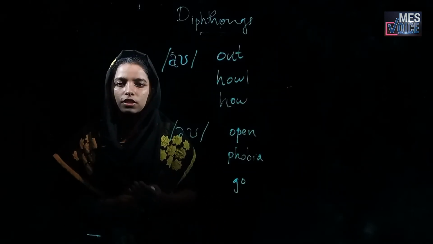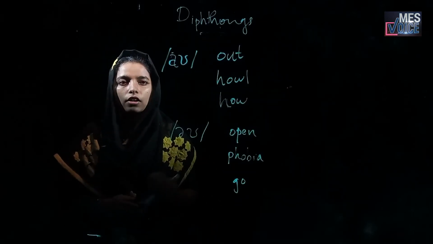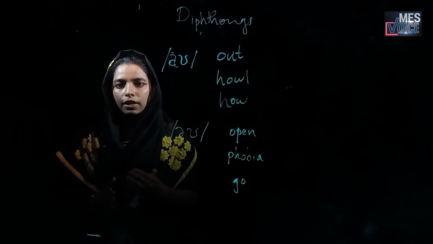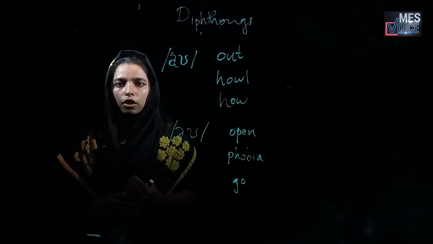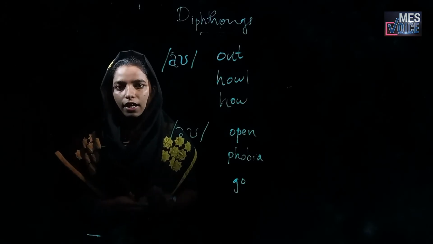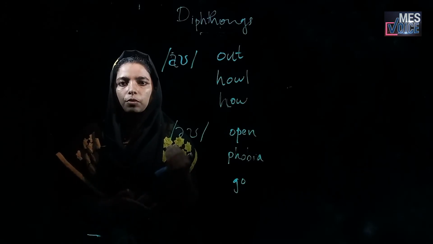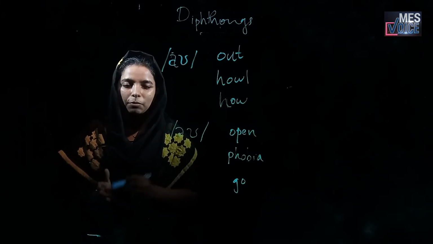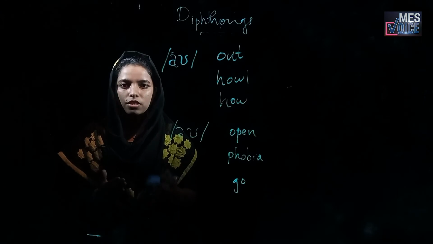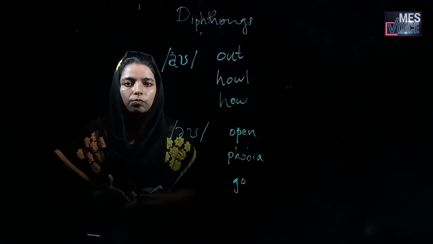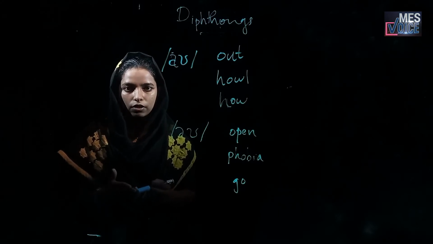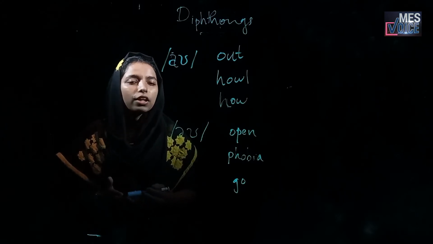The two diphthongs that end in the sound U are AU and EU. In the case of AU, it begins with the tongue position required for the production of the sound A and ends in the tongue position required for the production of the sound U. Here, the mouth is neutral in the beginning and it gets rounded towards the end. AU occurs initially, medially and finally in words like out, howl and how.